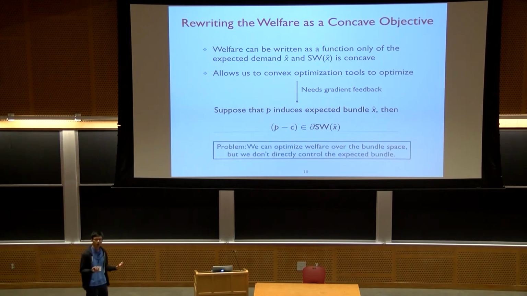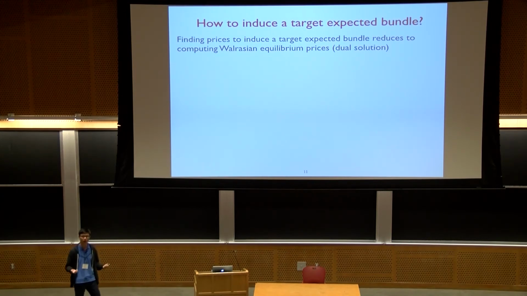But there's a new technical problem here. So far I've been talking about a hypothetical world where we can directly control the demand. In real life, we don't; we only control the prices. So we need another subroutine to translate control of the expected bundle into control of the prices. In other words, we need to find prices that induce an expected bundle. This problem actually reduces to the problem of computing rational equilibrium prices.